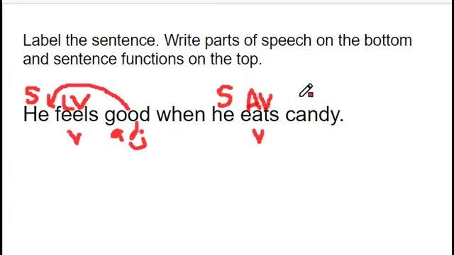Okay, he eats what? He eats candy. Looks like we got a direct object there. Okay, then we've got this when. This when is joining these two little mini sentence parts, but it's not a coordinating conjunction. It's not one of those fanboys. Instead, we've got something different. We've got a subordinating conjunction.